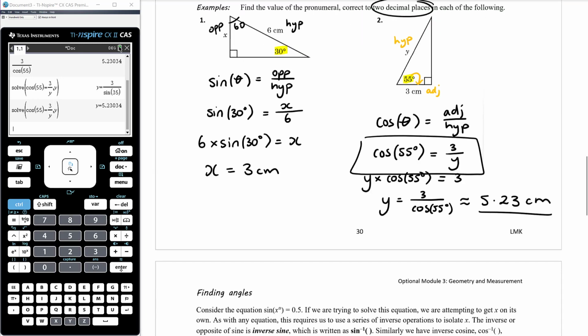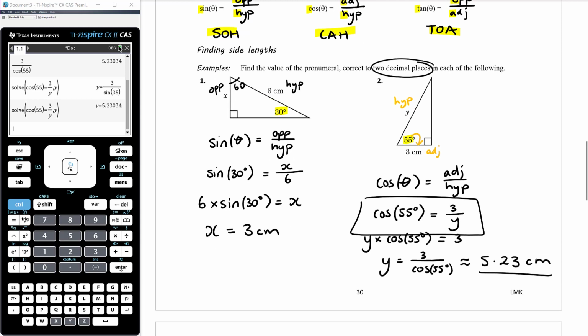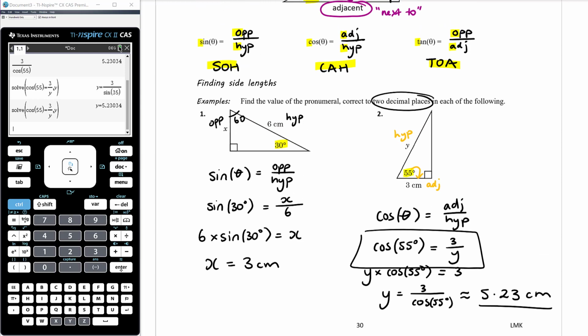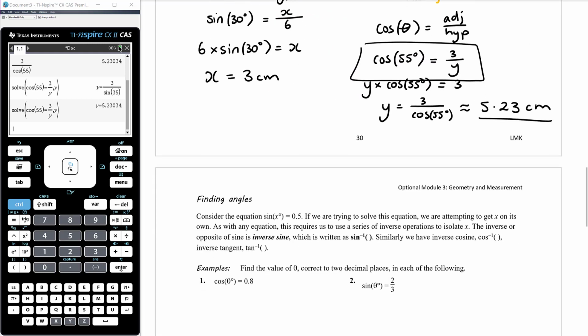Okay, so that's finding side lengths. Finding angles is the same starting point. Work out which of these three relationships do we need. What information do we have and what are we trying to find? So do we need to use sine, cosine or tangent? And then we need to focus on solving that equation once we've put the information into it.